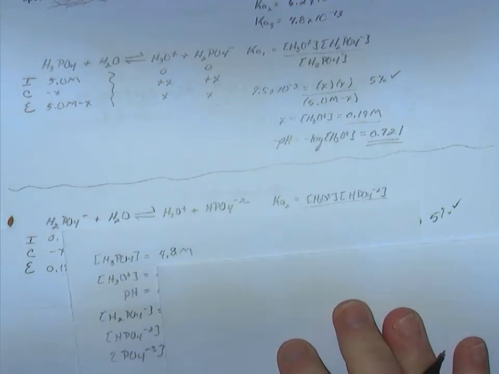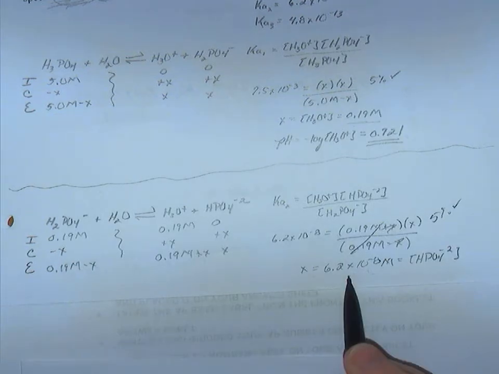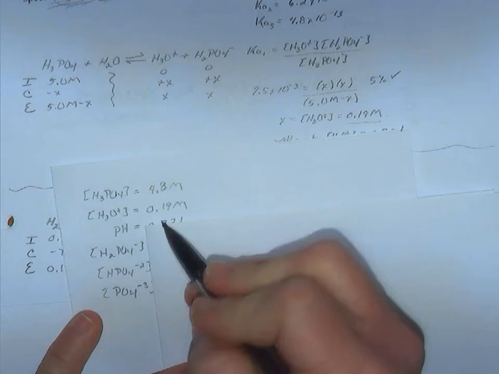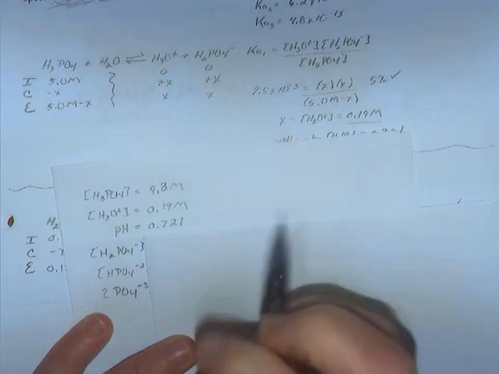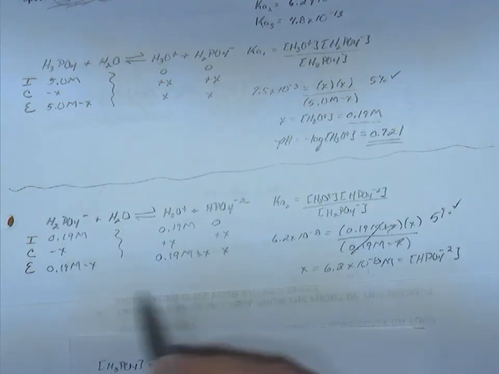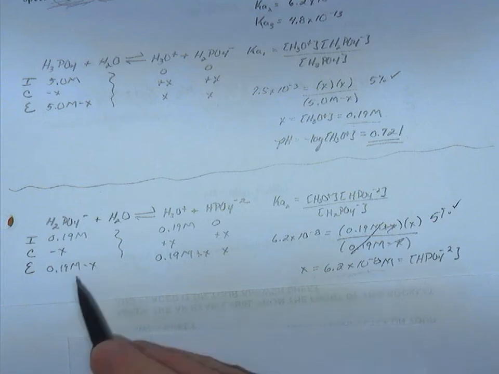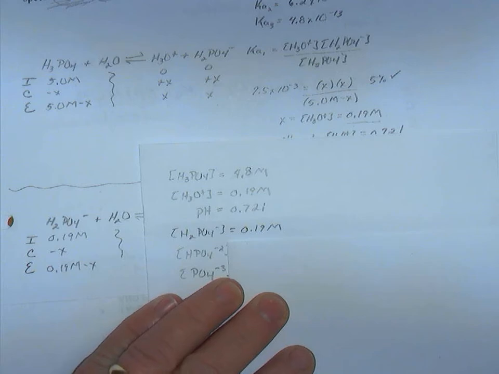And then our hydronium ion, we found that because of sig figs this won't change the value. So the hydronium will be 0.19 molar. So we can continue to say the pH of our solution will be this. Okay, so if we take a look, this also will not change that value. So our H2PO4 minus would be 0.19 molar as well.